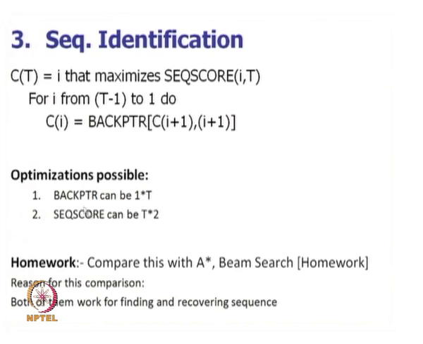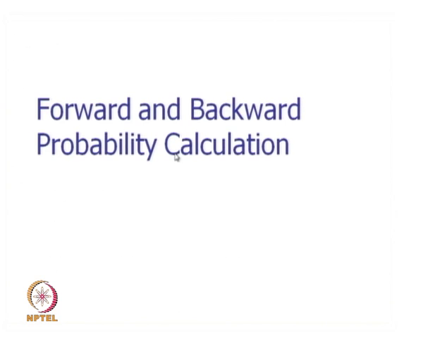One can compare this Viterbi search with A star and beam search, and the reason for this comparison is that both these algorithms are finding and recovering a sequence. So, it will be an interesting idea to compare the nuances of the algorithms. Now, we come to an important topic called the forward and backward probability calculation. We will make use of some mathematical expressions for this case.